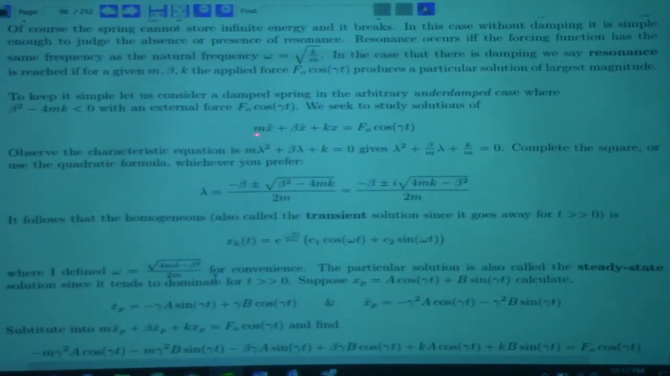This is again the thing we just worked out. So here's the homogeneous solution.